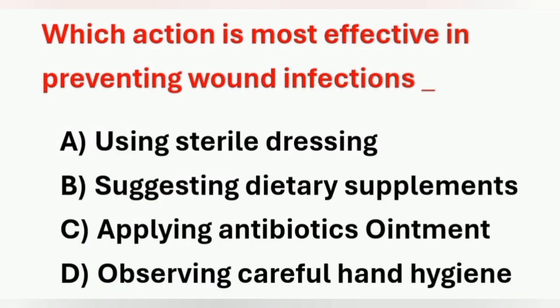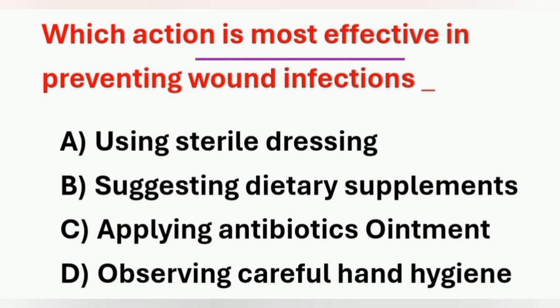And the next question. Which action is most effective in preventing wound infections? Options. Option A, using sterile dressing. Option B, suggesting dietary supplements. Option C, applying antibiotic ointment. Option D, observing careful hand hygiene.